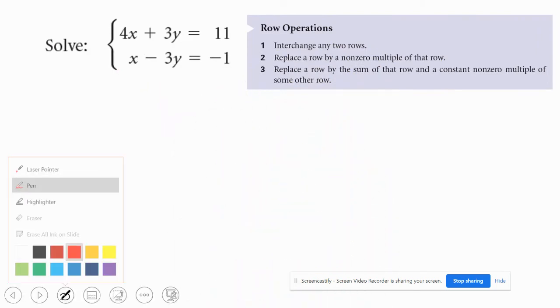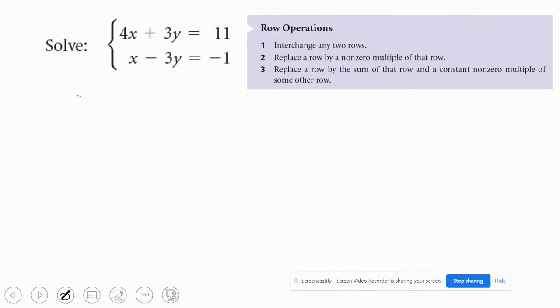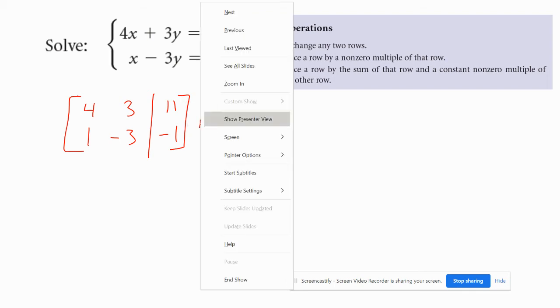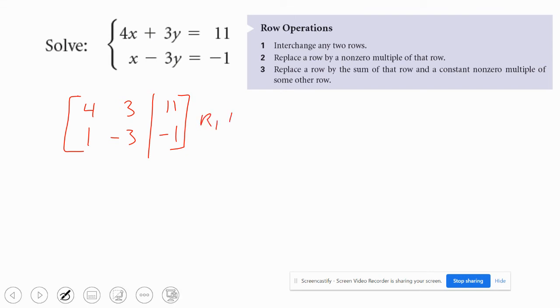Okay, we're going to do this one together. So I'm going to first write the matrix. So 4, 3, 11, 1, negative 3, negative 1. Now I can see pretty easily, I can add these two together. And so I'm going to add row 1 to row 2. And that's going to make stuff go away. So I leave row 1 as it is, and I add them together and I get 5, 0, 10.